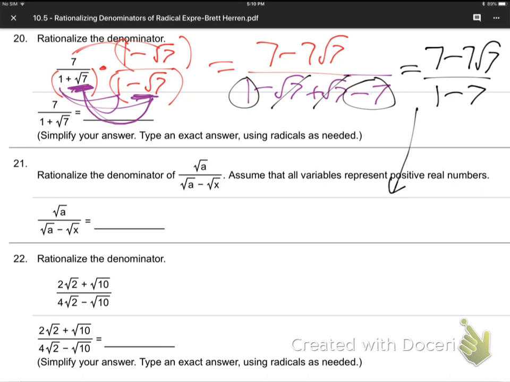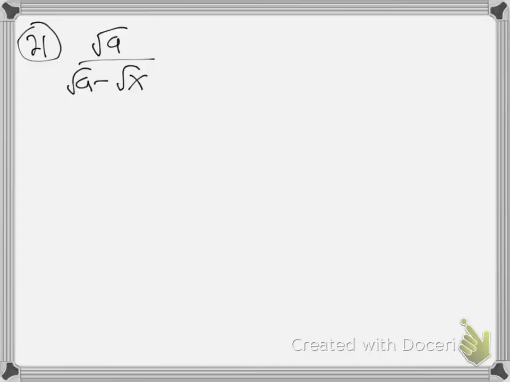So bring that down here. That's 7 minus 7 root 7 over negative 6. And that's it. That's as far as we can go on number 21. What did we do? We got rid of the root from the bottom. Okay, 21. Again, we have a square root and a plus or minus. When you have a square root and a plus or minus, you need to get rid of it, got to use the conjugate, got to use the exact denominator, but opposite sign in the middle.